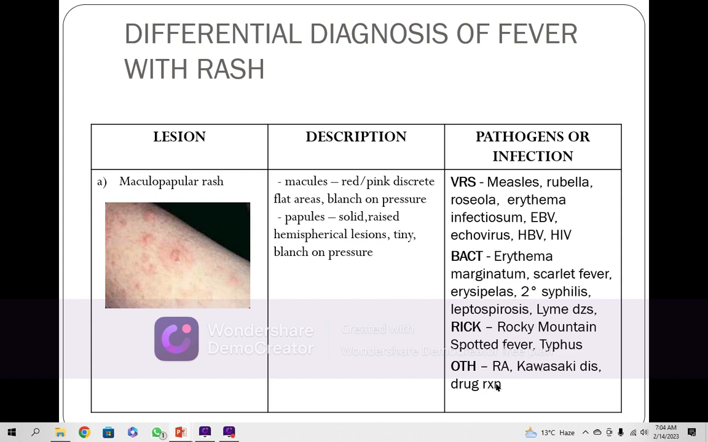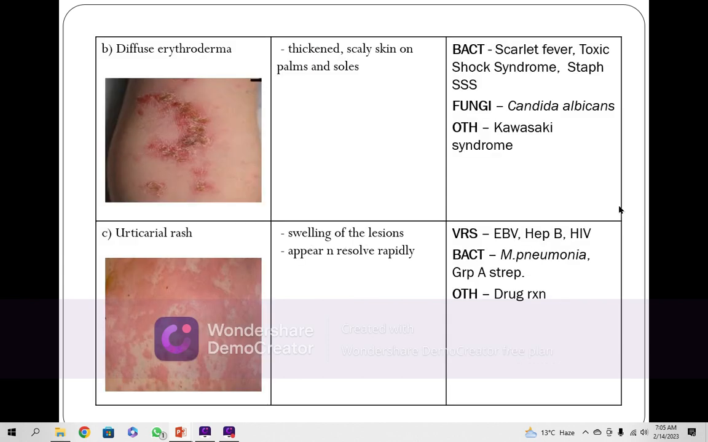The patient relates the eruptions with a drug, a new drug introduction, and the lesions are seen as maculopapular rashes. You see the diffuse erythroderma, the diffuse one. And here you see like this. Thickened scaly skin on the palm, thick skin. And the bacteria involved in this case are like scarlet fever and toxic shock syndromes, staphylococcal toxic shock syndrome or streptococcal toxic shock syndrome.